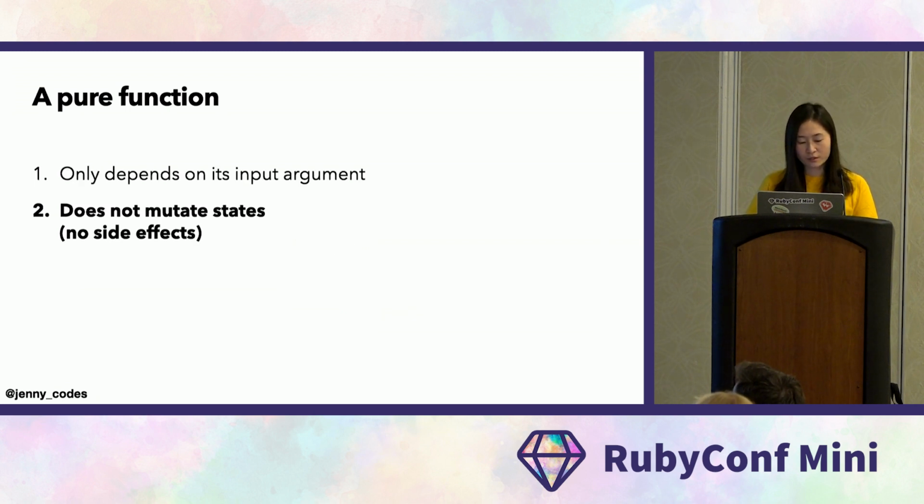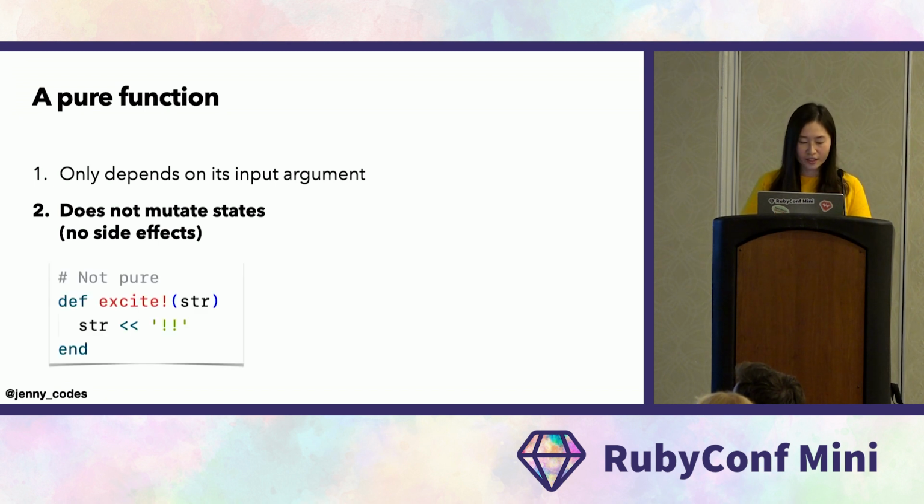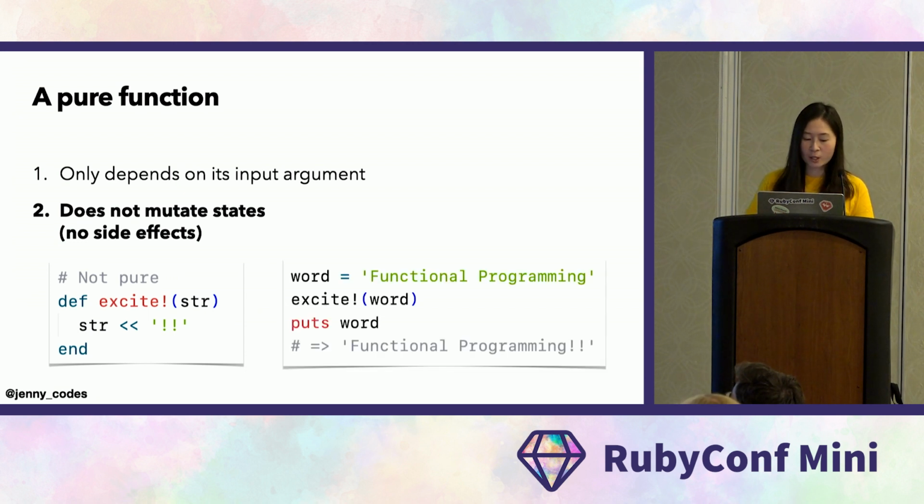So the second condition for a function to be pure is that it does not mutate state. It is equivalent to saying it has no side effects. This is not a pure function. It satisfies the first condition that it only depends on the input argument, but it changes the string. So any variable that goes through this function will be changed forever.